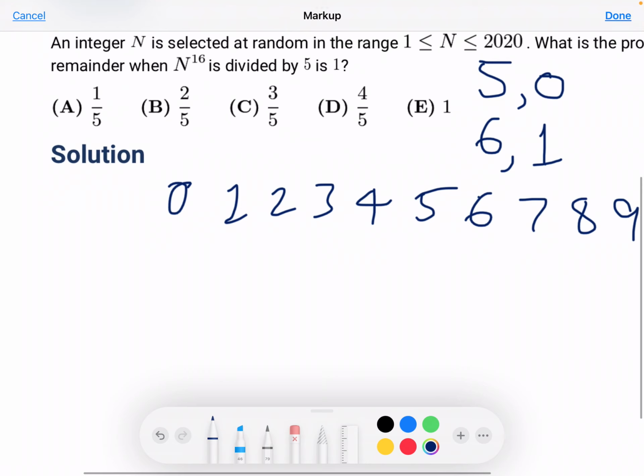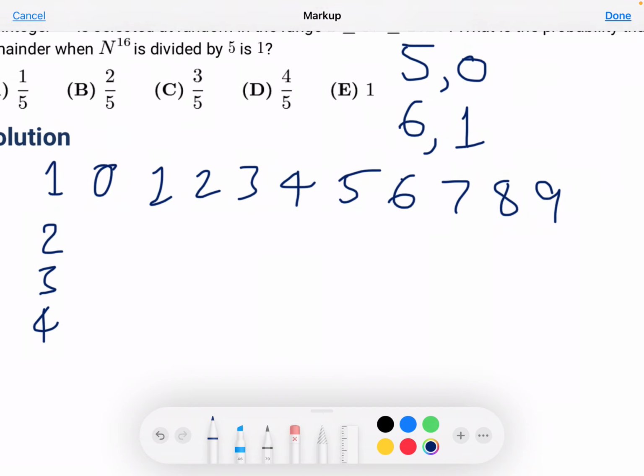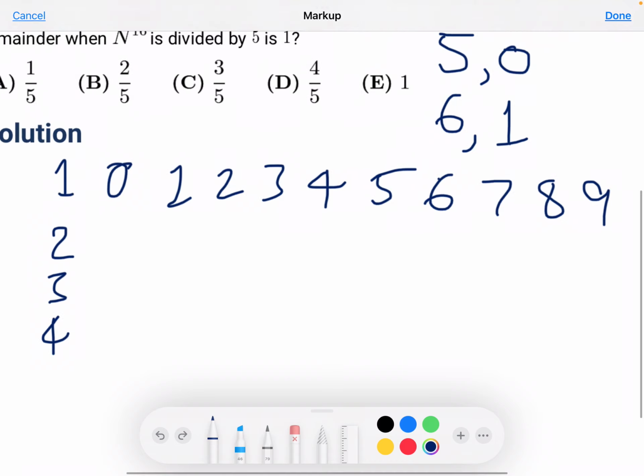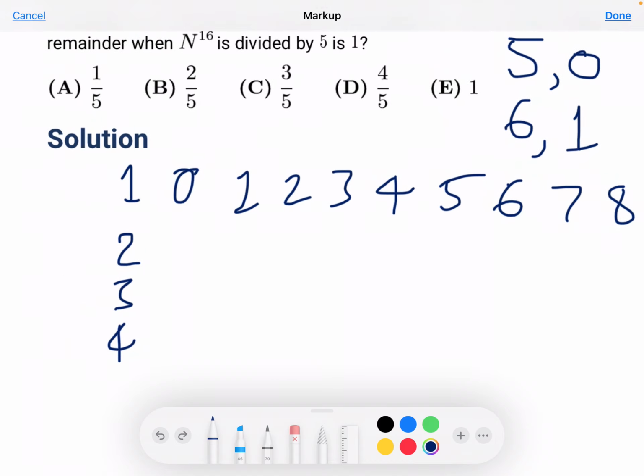So let's find a pattern of the powers. Let's do 1, 2, 3, 4. And the reason I'm doing 4 is because, from experience, a lot of powers have patterns that go in either cycles of 4 or cycles of 2, or maybe it's just the same ones digit all the time.